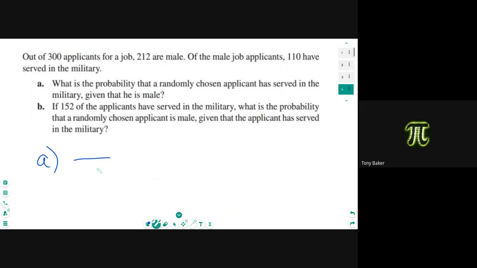110 over 212. Right. So the 212 is the male since we're given that. And we want to know if they served in the military. So that's 110. So that's the intersection of the military and the males, 110. And then the male's the bottom.